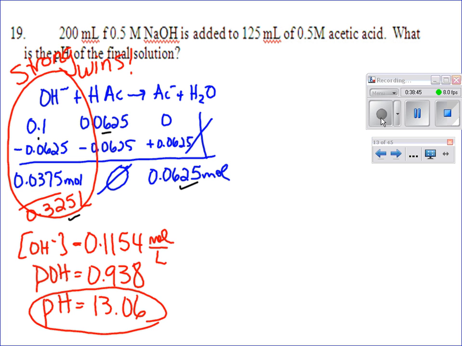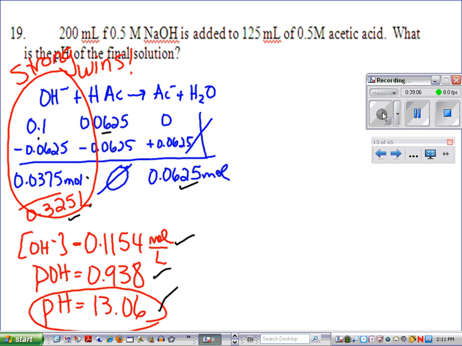But because there's something strong left over, strong wins. So we're going to convert those moles to liters by dividing by 0.325, which is the sum of 200 plus 125 mils. Divide by that liters, and we get our OH concentration being this, 14 minus negative log of that. And that is the world of the simple invaders.